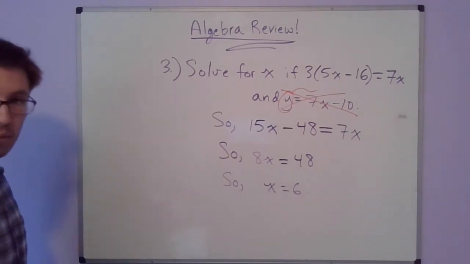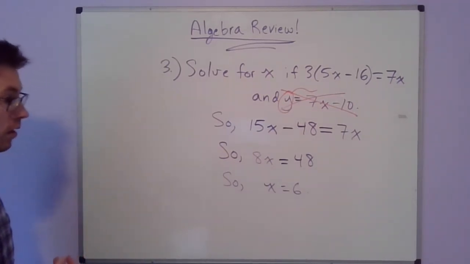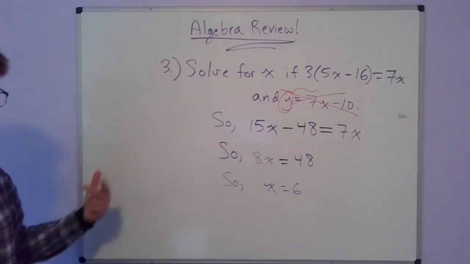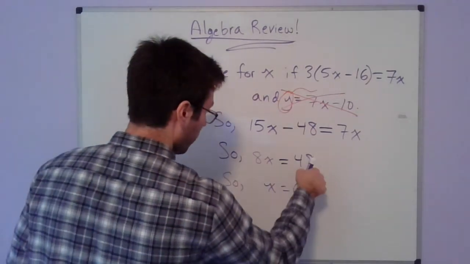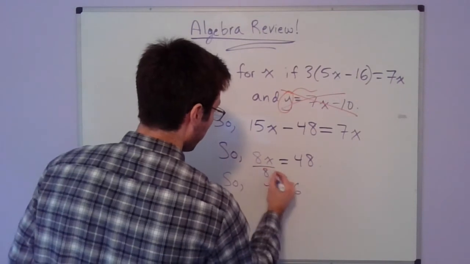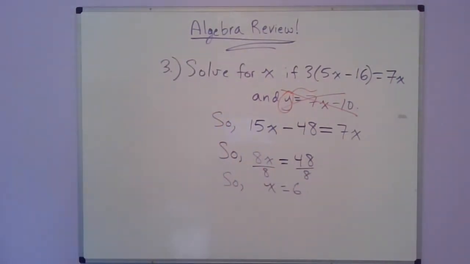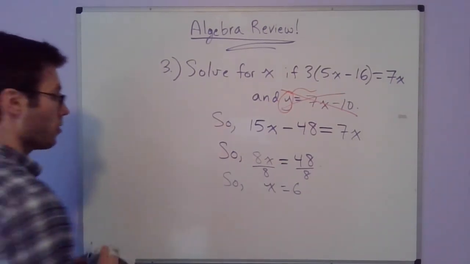We divide by 8 on both sides. If you need that step, I actually prefer writing from here to here. Personally, I jump from here to here. But if you need that extra step, every now and then, it's good to show. All right, so that's how you do number 3.